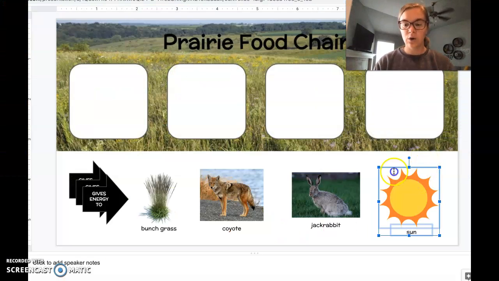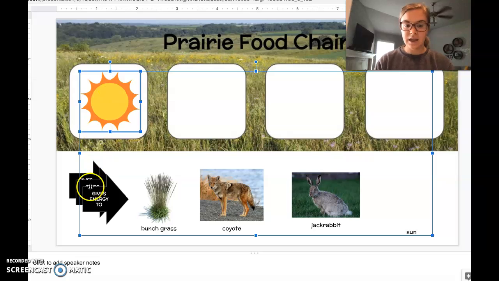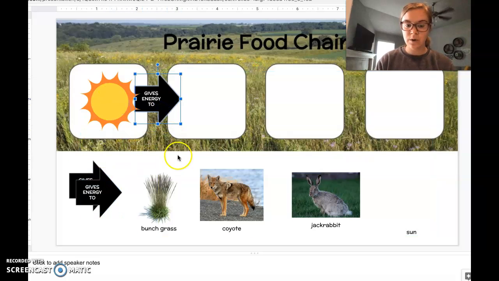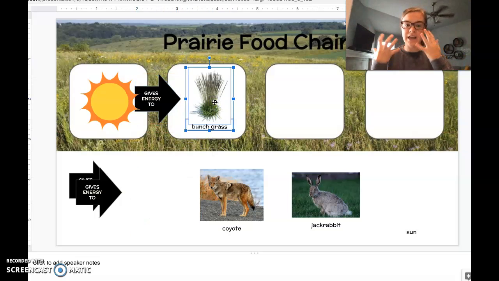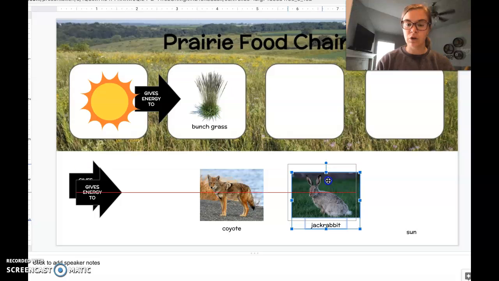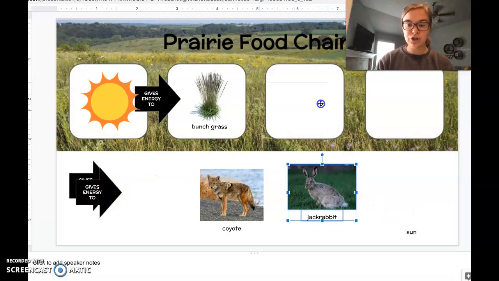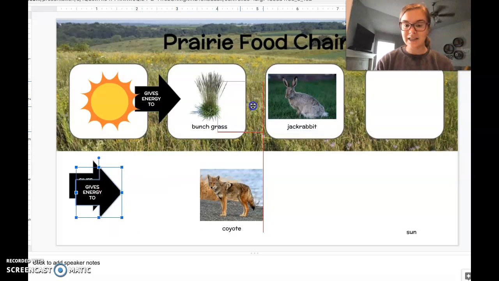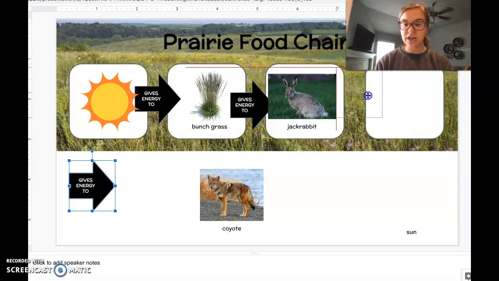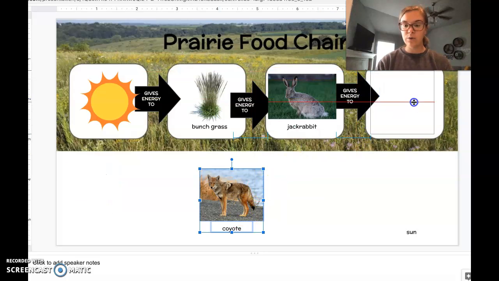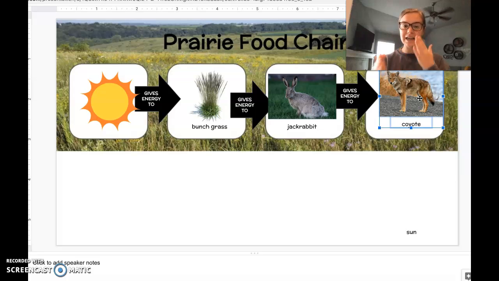So, it always starts with the sun, so the sun would go first. Now the sun gives energy to this bunch grass, which is a type of grass in the prairie. So the bunch grass takes the energy from the sun and makes its own food. Then a jackrabbit comes along and eats the bunch grass. So the grass is giving its energy to the jackrabbit when it eats it. And last, the jackrabbit gives energy to the coyote when the coyote eats the jackrabbit. So that's an example of a food chain.